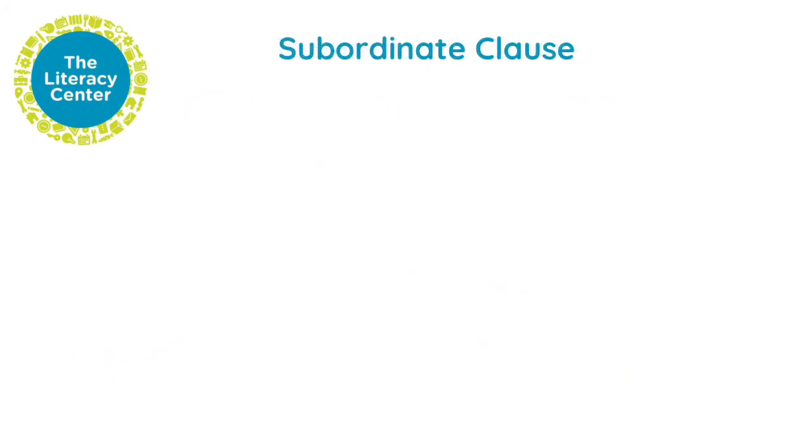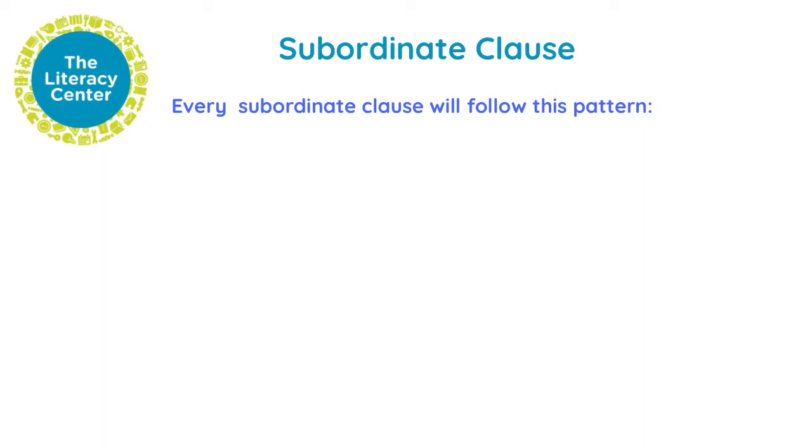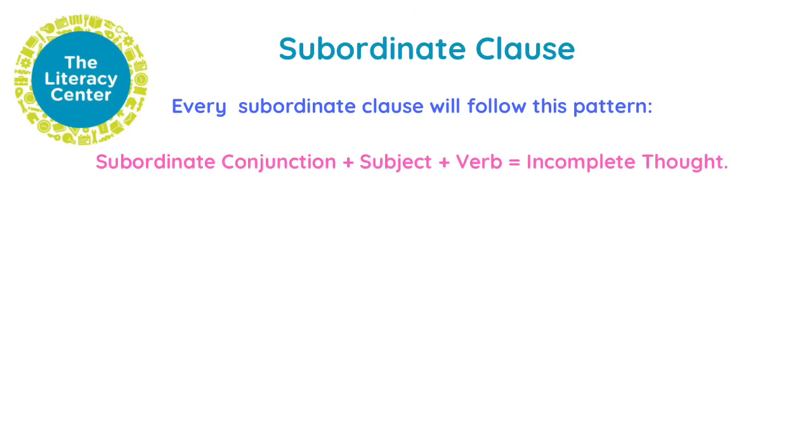And what about the subordinate clause? What do we understand by this? Every subordinate clause will also follow a specific pattern, and this pattern is subordinate conjunction plus subject plus verb equals incomplete thought. A subordinate clause is also known as a dependent clause. That means it needs some other clause to create a complete thought. In other words, only a single subordinate clause will be an incomplete thought.